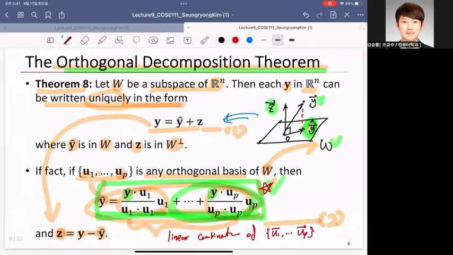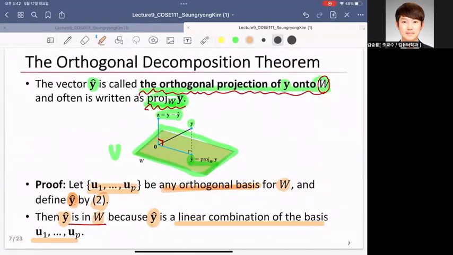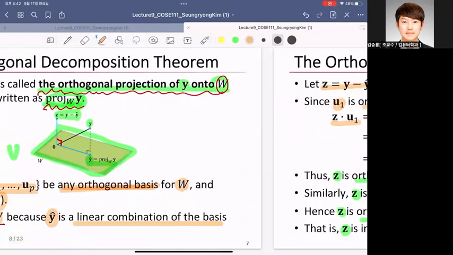This is the orthogonal decomposition theorem. In other words, vector y can be written uniquely in the form y hat plus z, where y hat is in the subspace W and z is in the orthogonal complement of subspace W, and for any orthogonal basis of W, y hat can be represented by this equation. This is the orthogonal decomposition theorem, and it was proved here.